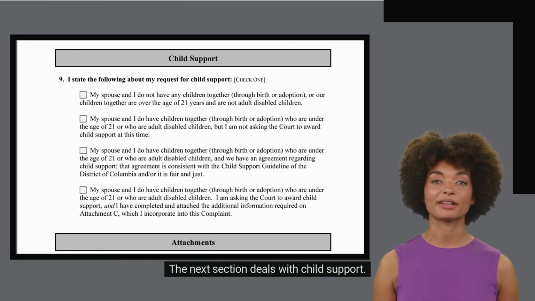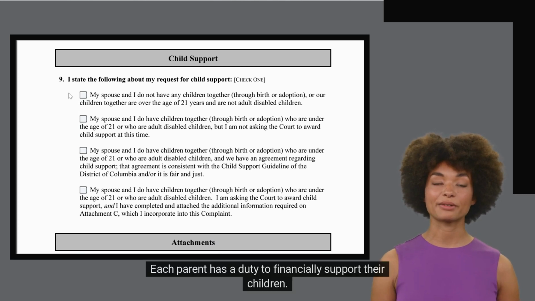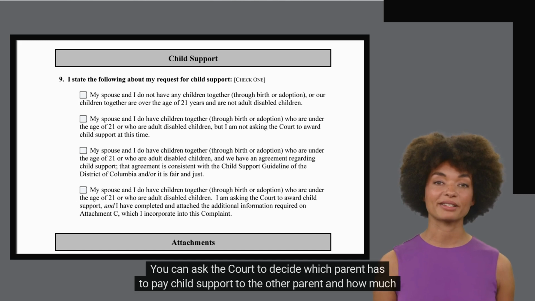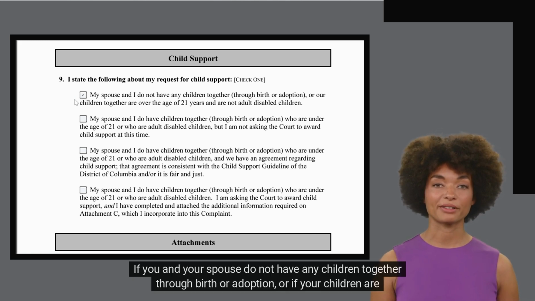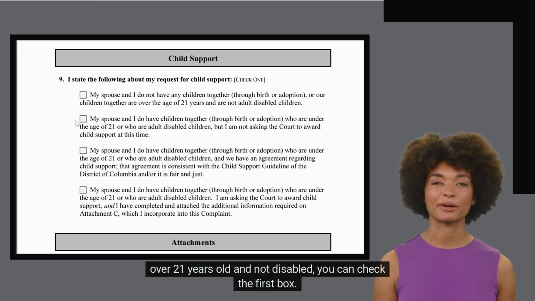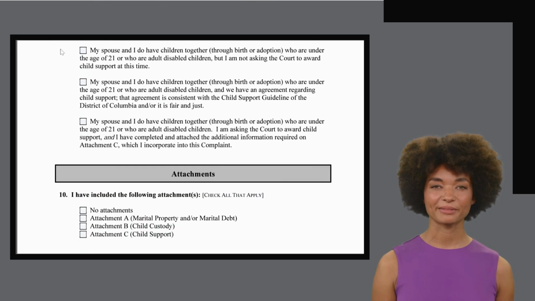The next section deals with child support. Please go to question 9. Each parent has a duty to financially support their children. You can ask the court to decide which parent has to pay child support to the other parent and how much they should pay. If you and your spouse do not have any children together through birth or adoption, or if your children are over 21 years old and not disabled, you can check the first box.